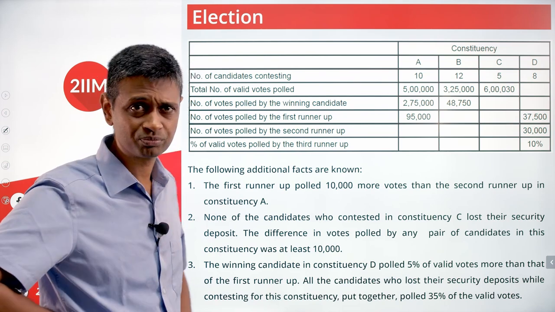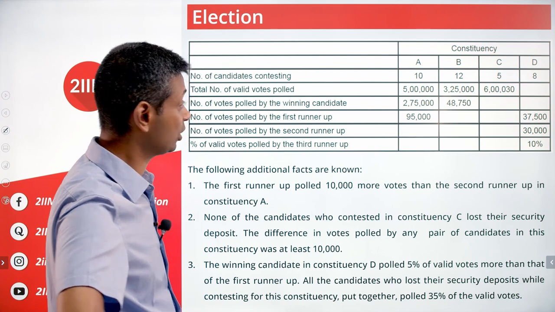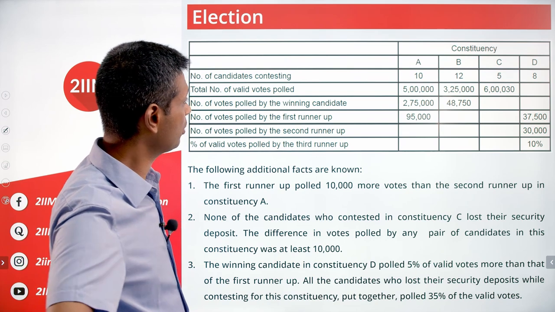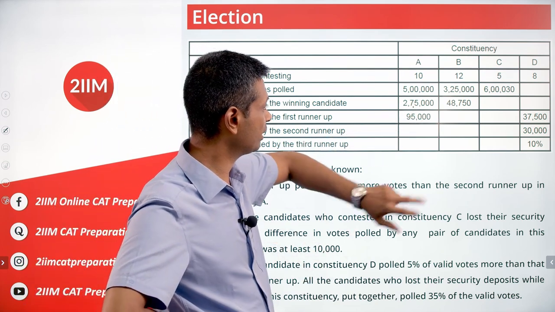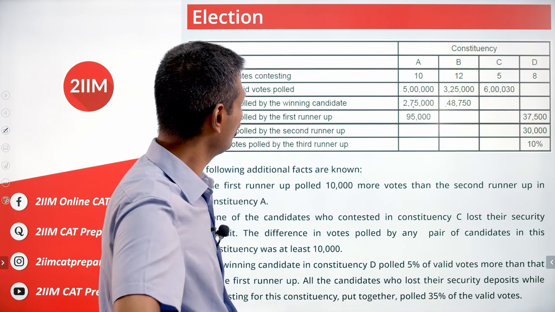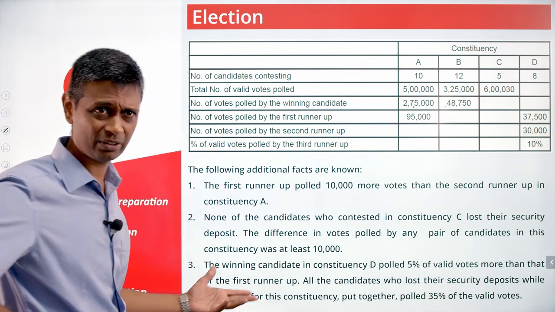Second, third, we don't know. Constituency B, there are 12 candidates, 3,25,000. The winning candidate gets only 48,750. They're very small. So this guy is romping to power. That guy is squeezing him. Fine. And then nothing else is given. C, 6,30,000. 30 is like an unusual number and nothing else is given.